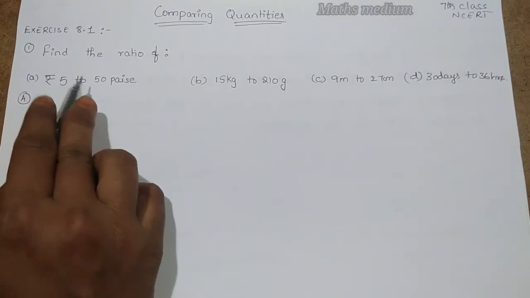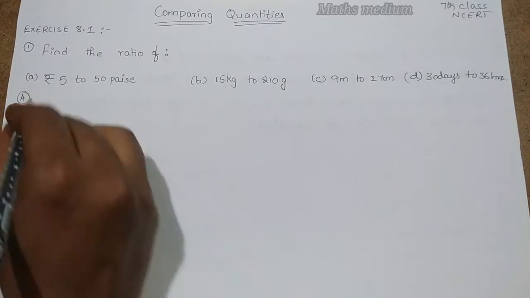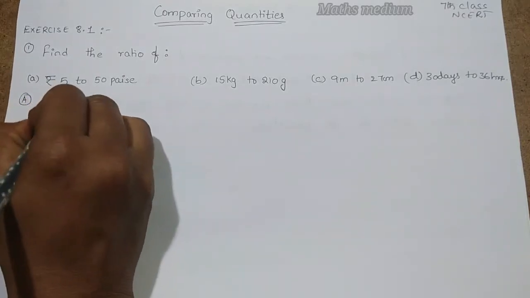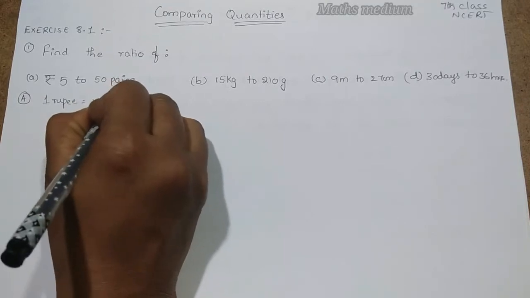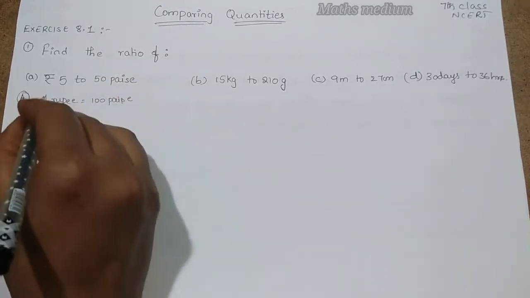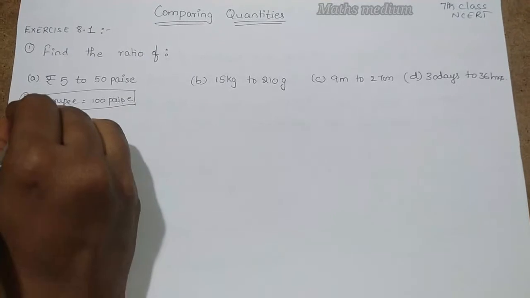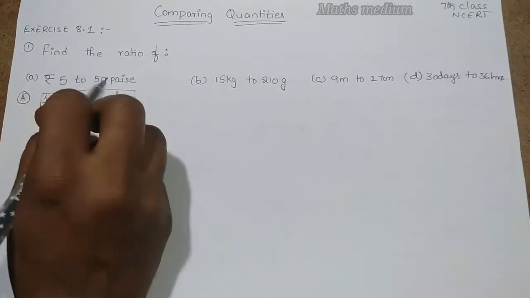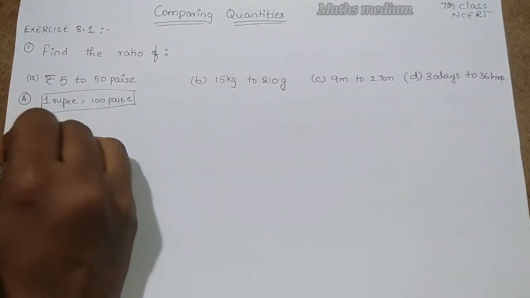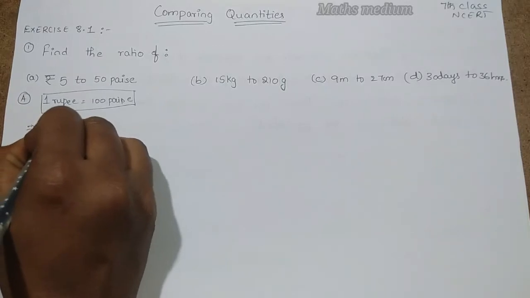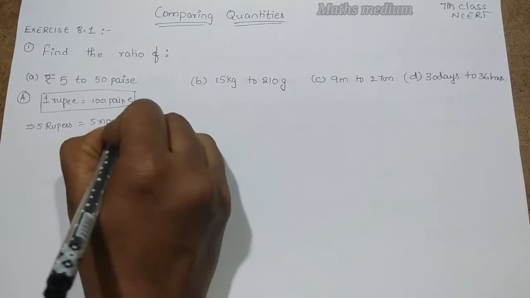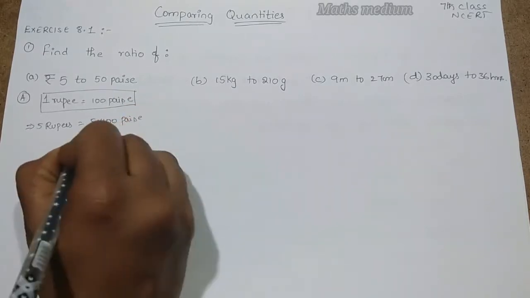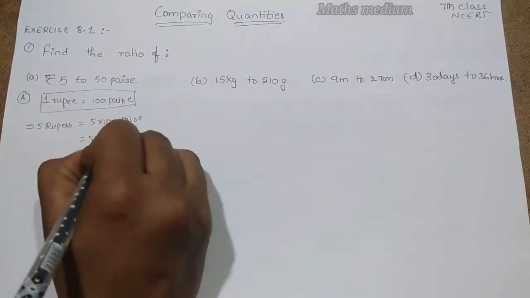5 rupees to 50 paise. We know that 1 rupee is equal to 100 paise. So, from this, we can find the ratio of these two. So, 5 rupees means 5 into 100 paise. So, it gets 500 paise.